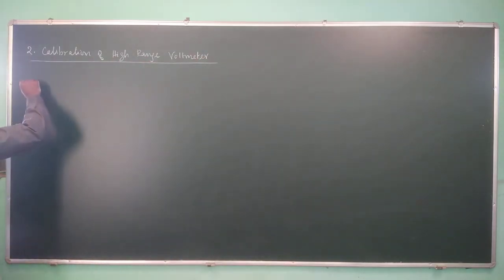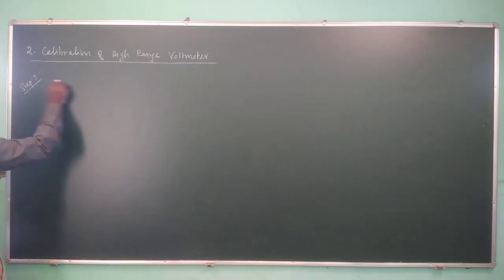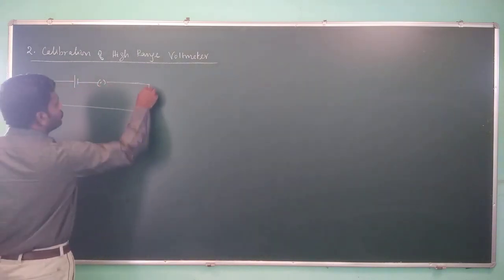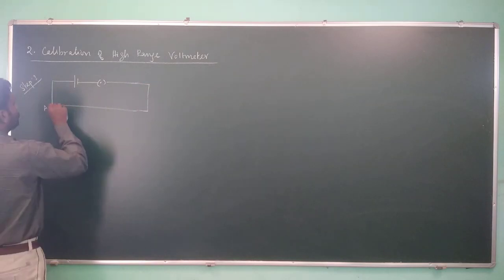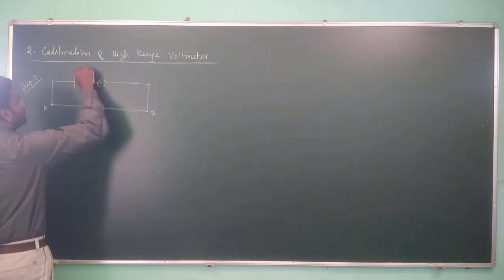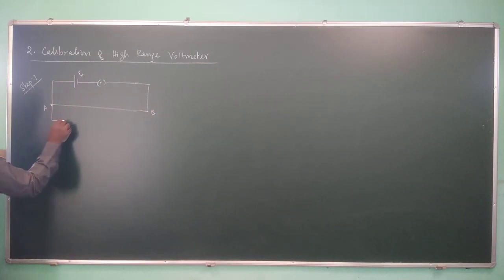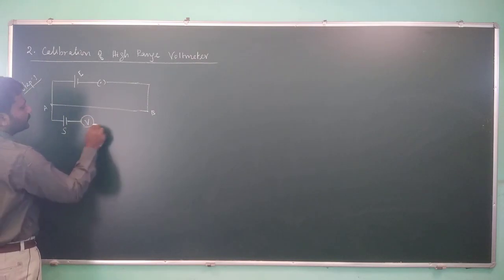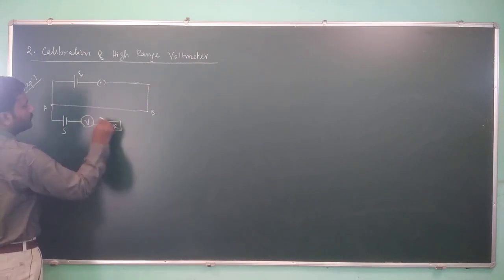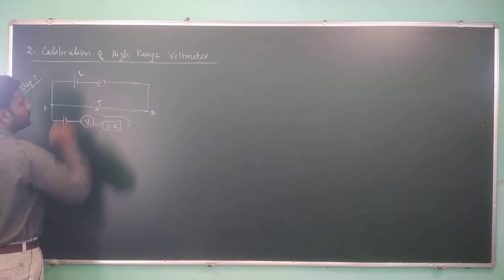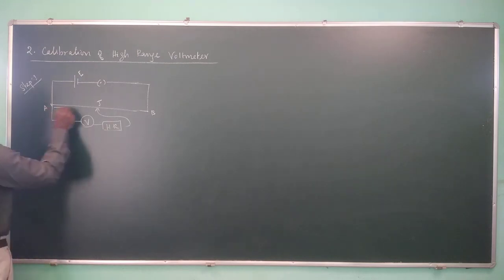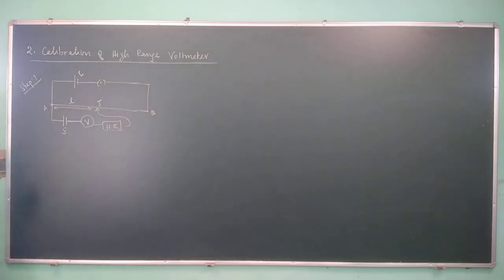Even for this, step 1 is the same. We need to take a battery, a key, which is connected to a potentiometer in parallel. This is E. Now let's take another standard cell and connect it to a voltmeter and to a high resistance, and that will be connected to the sliding jockey. Now for this particular standard resistance, we have to calculate the balancing length, that is L.